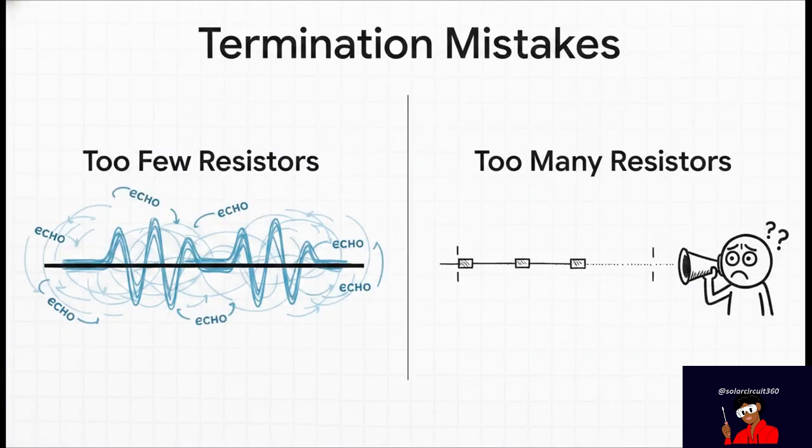And you really can't get this wrong. If you have too few resistors or none at all, you get those data-killing echoes. But if you have too many resistors, say you put one on every device, you weaken the signal so much that the devices can't even hear each other. It's a real Goldilocks situation. It has to be just right.